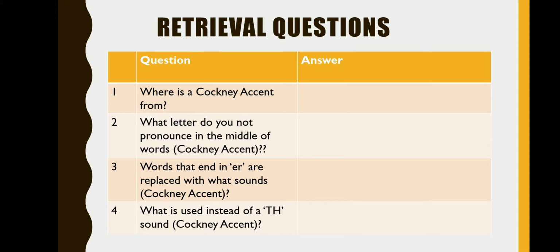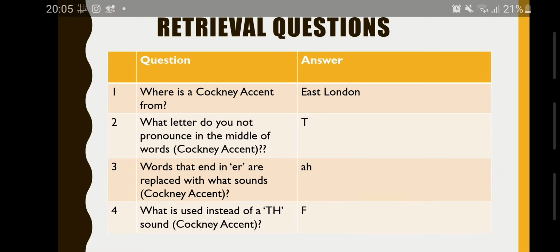Your teacher will pause the video here for you to think about the answers and complete the questions on your own sheet. Here are the answers. Number 1, where is a Cockney accent from? The answer is East End. Number 2, what letter do you not pronounce in the middle of words? The answer is T. Number 3, words that end in ER are replaced with a R sound. Number 4, what is used instead of TH? And the answer is F. Please make sure that you have the correct answers written down on your sheet before sticking this in your book.